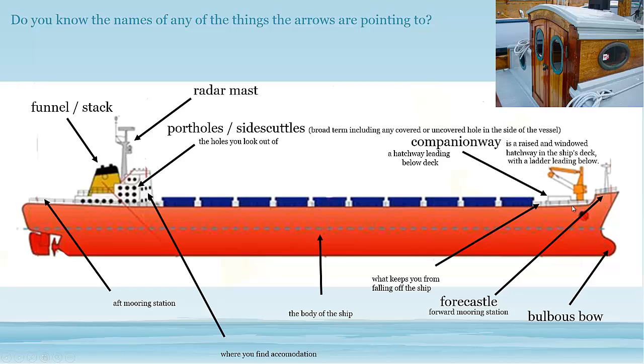What do you call these things that keep you from falling off the ship? That's right, a railing. And we said the very bottom of the ship is called the keel, but what do you call the body of the ship? The whole body of the ship is called the hull. And then what is this major section here where you find accommodation? You find the galley, generally find the bridge, your quarters. It's called the superstructure, right? And then the aft mooring section. What do we call the aft mooring section where you go to moor the ship aft on the after end? It's called the poop deck.